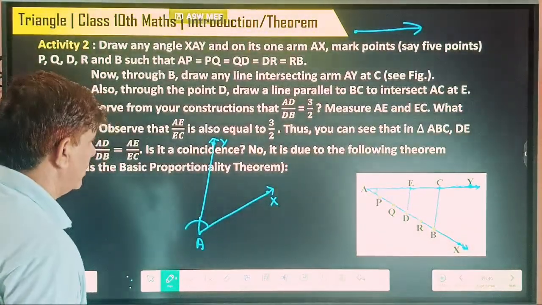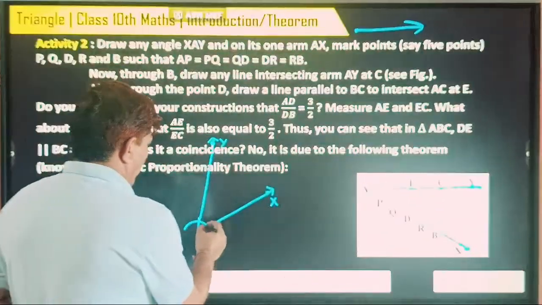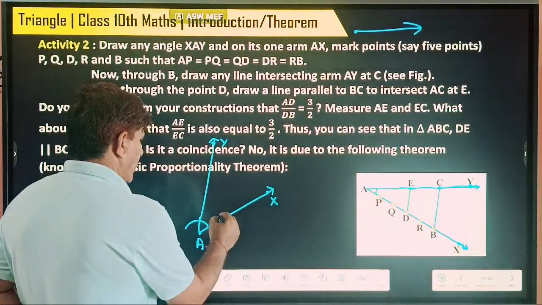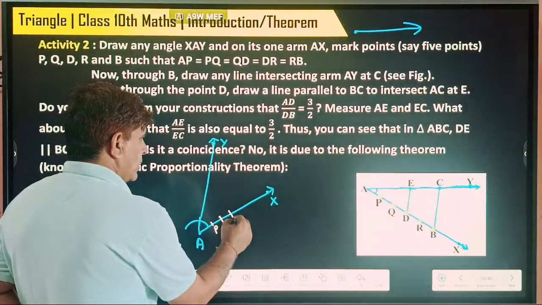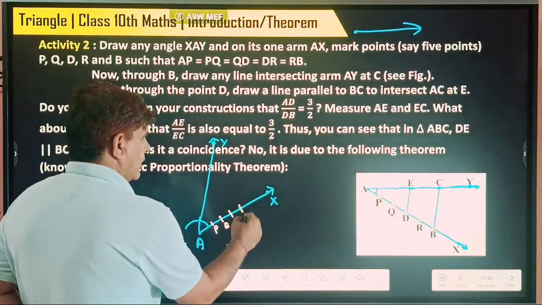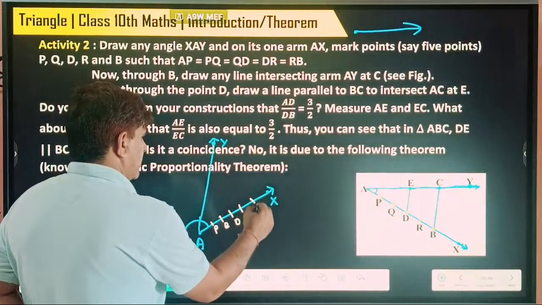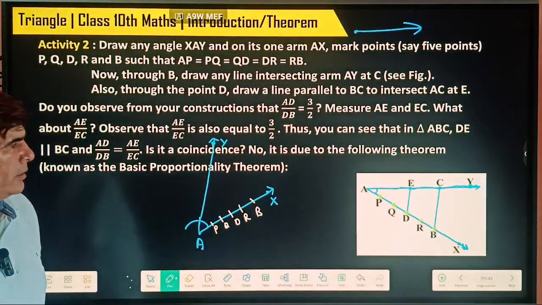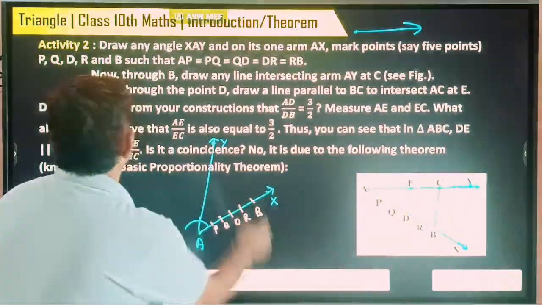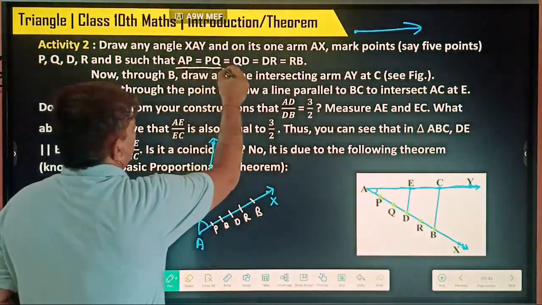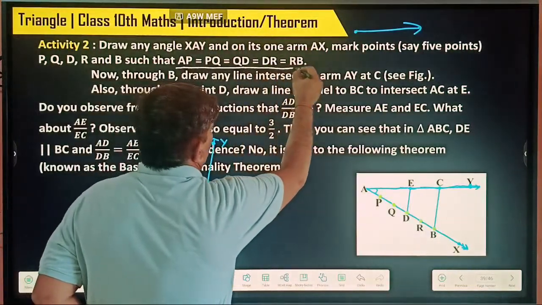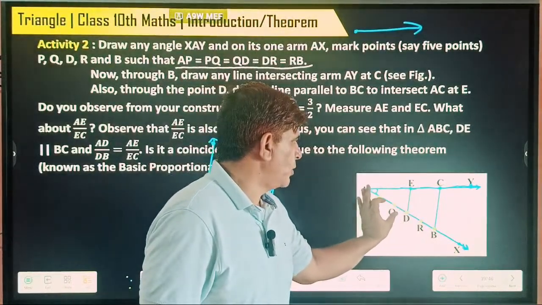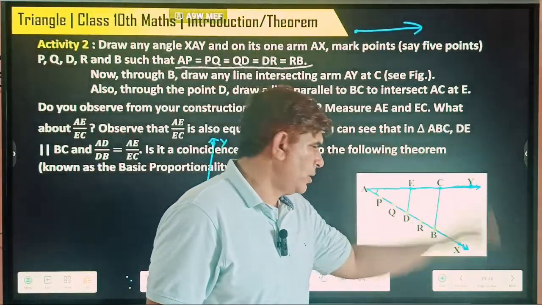Here you can name the points: this point is P, this point is Q, this is D, this is R, and this is B. We have taken the B point here. So we are saying such that AP equals PQ equals QD equals DR equals RB. Already I said AP equals PQ equals QD equals DR equals RB.